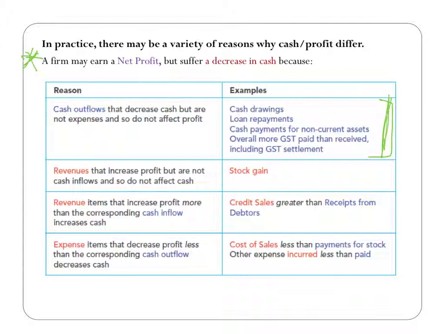All right, other reasons. Now, next one. Revenues that increase profit but are not cash flows and so do not affect cash. For example, stock gain. Stock gain will increase your net profit. So the firm may earn net profit. That will have a positive impact on your net profit, but it will not affect your cash.